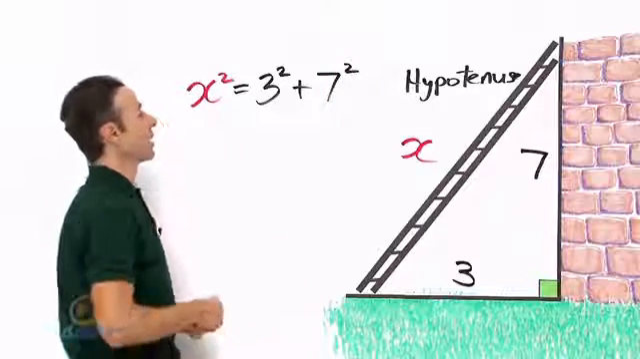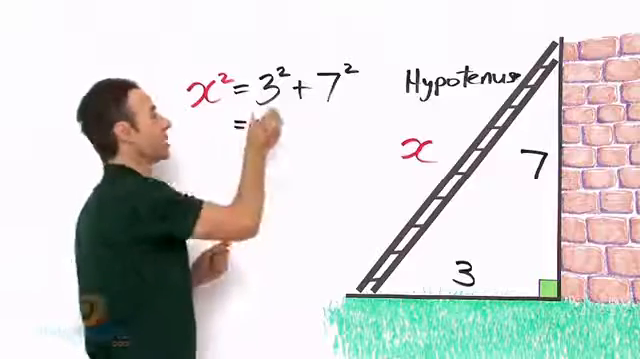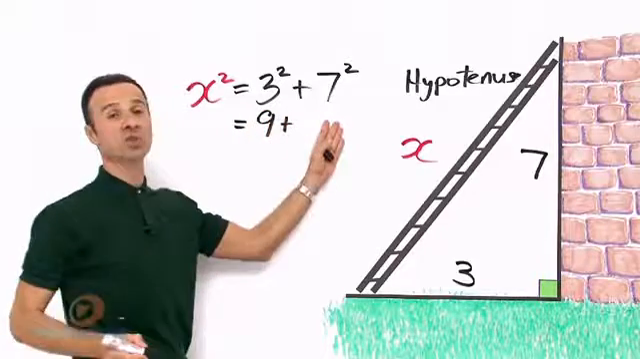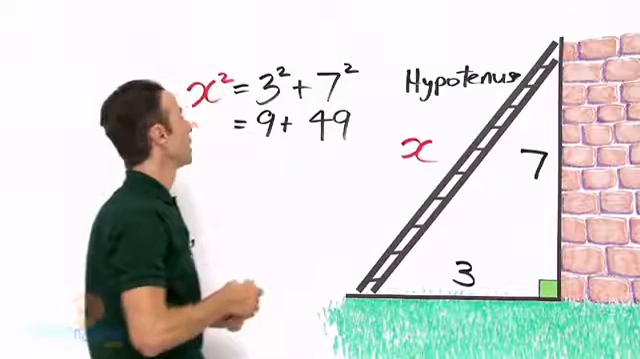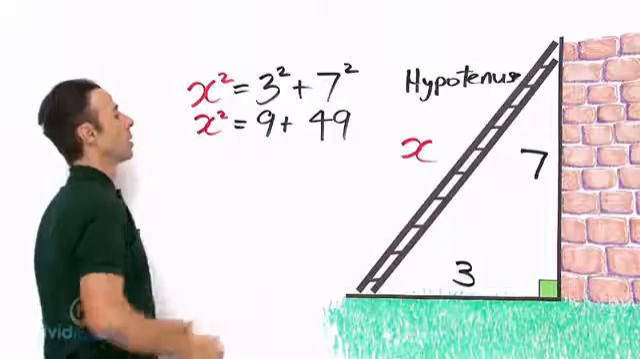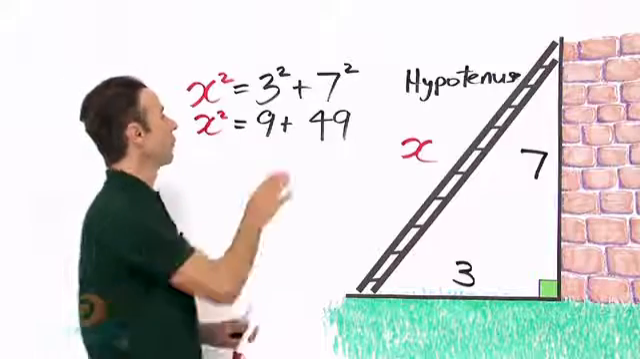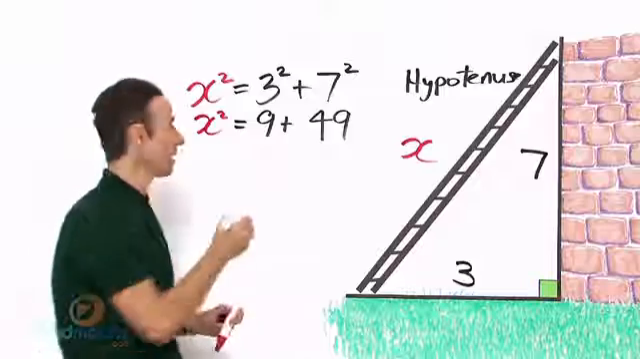Okay, let's solve for the right-hand side. So we have 3 squared is 9, and 7 squared is 49. Bring down the x squared into the new equation. Okay, let's have a look here. 49 plus 9 together added gives us 58.